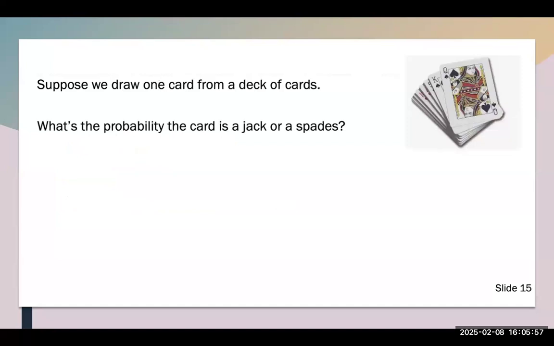Let's go back to a deck of cards. Suppose we draw one card from a deck of cards. What's the probability the card is a jack or a spades? Now notice here is the first time we have a situation where our events, drawing a jack and drawing a spades, are not mutually exclusive. There is a card in common, the jack of spades. So we have to be careful. That formula we had before, where whenever we have the word or it becomes addition, does not work exactly well here. It's the same formula, but we have to subtract something.